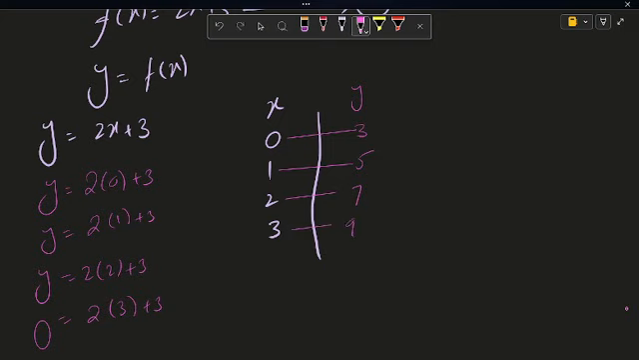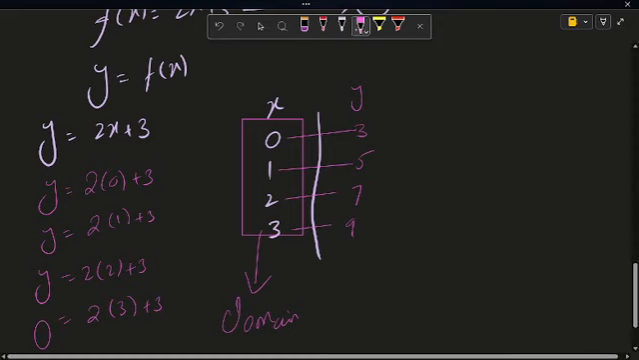Like that. It means that in this question, all the values that are taken for x will be my domain because they are inputting values. And all the values that I get as a result of putting the values of x, I am getting the values of y, that are codomain.